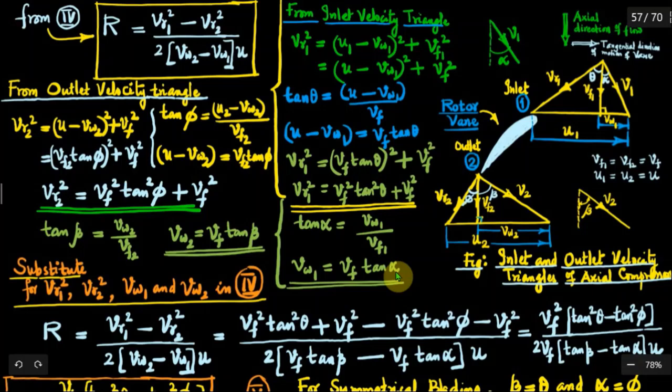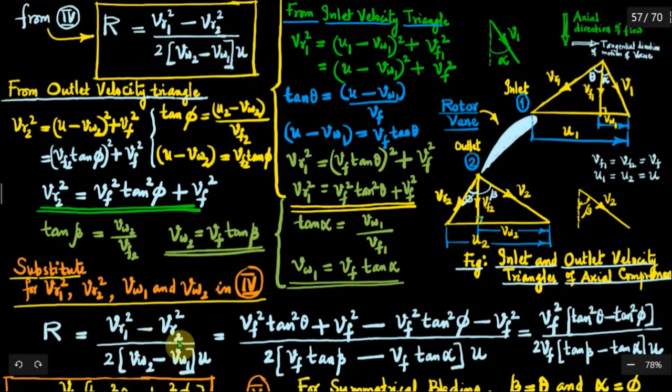Similarly, from the outlet velocity triangle, tan beta is equal to Vw2 by Vf2. Beta is the guide blade angle at outlet. So, from that you get Vw2 is equal to Vf tan beta. So, you got expressions for Vw1, Vw2, Vr1 square and Vr2 square. Now, come back to the equation number 4 for the degree of reaction. Degree of reaction R is equal to Vr1 square minus Vr2 square divided by 2 into Vw2 minus Vw1 into U.